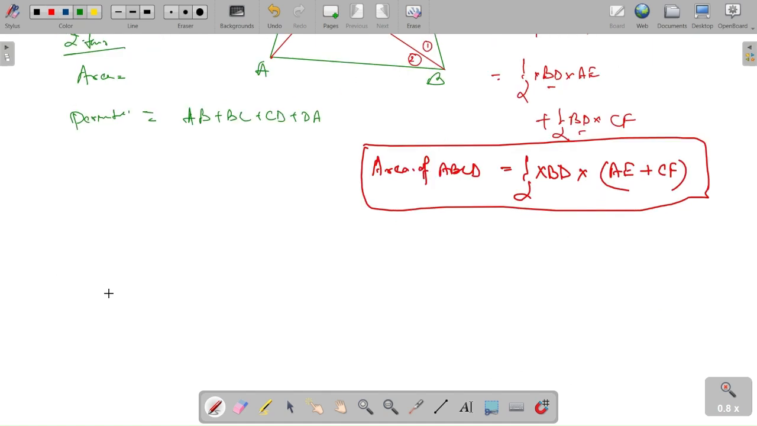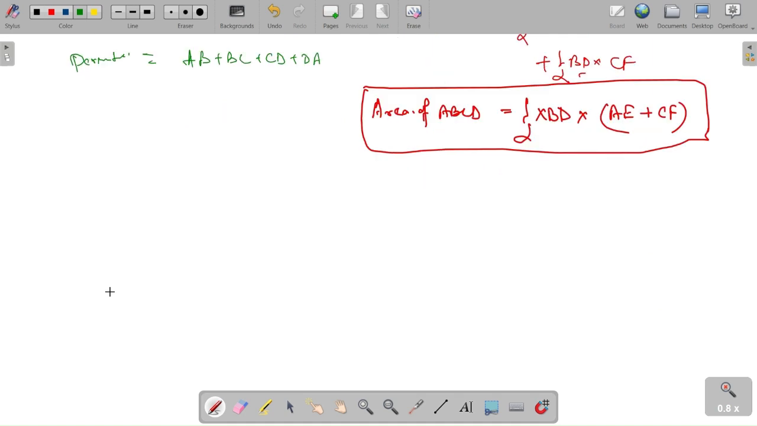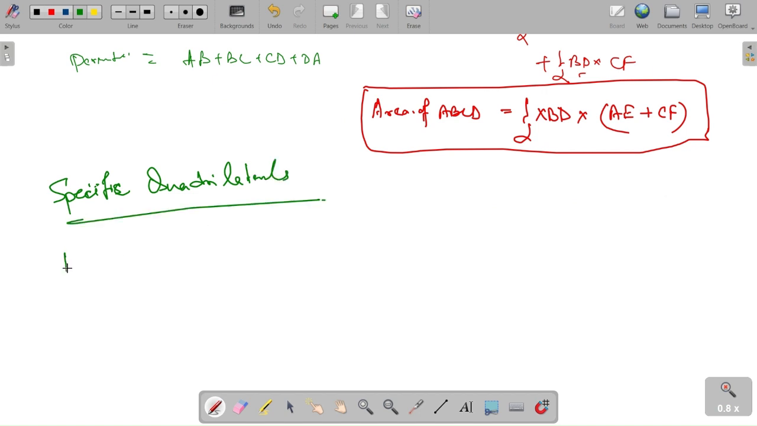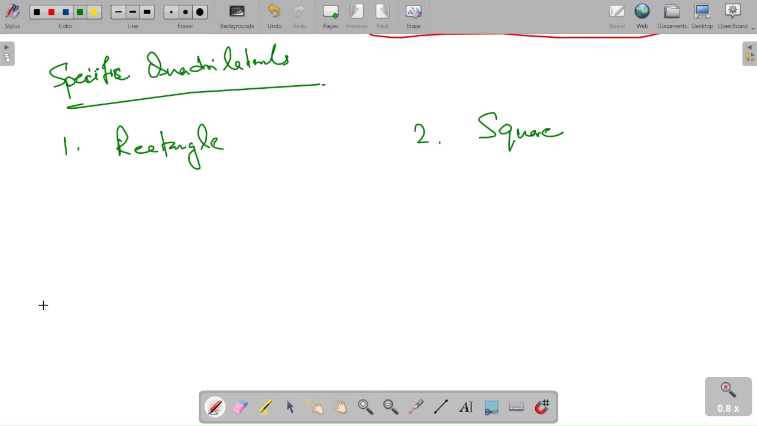Okay. Now we will take I think 3, 4 specific quadrilaterals. What? One is rectangle, two is square. We'll go to the rest. Actually not one, two, quite a few. So let's see what a rectangle is.